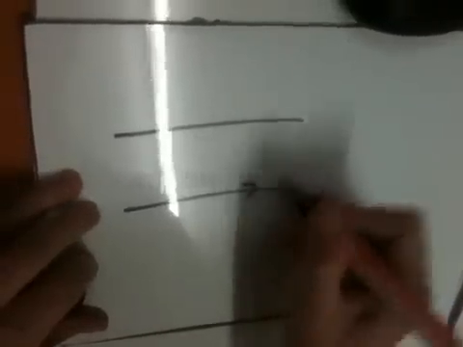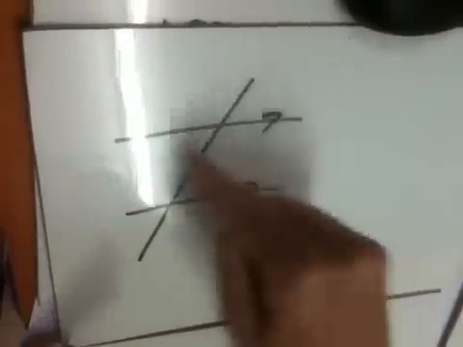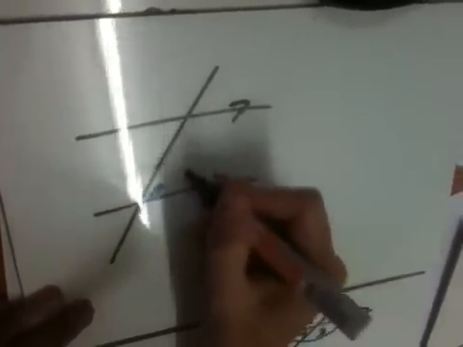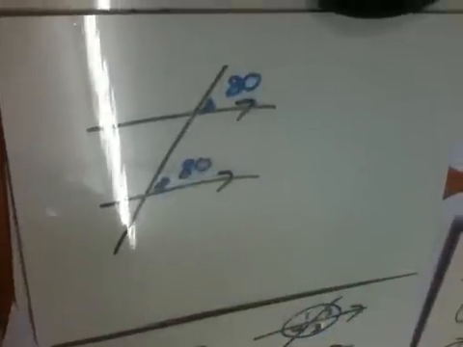If we now draw two more parallel lines, and I have this going through here like that, we know that the angles are exact copies, so therefore this angle here, if this is 80, would be the same as this angle here. Again, it's corresponding.